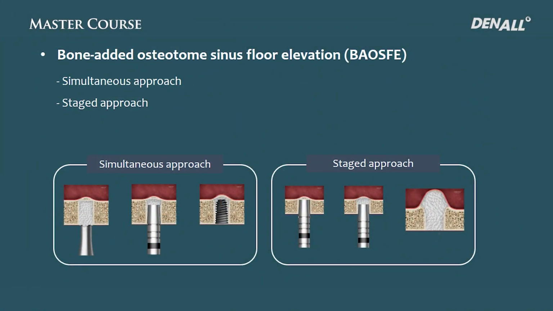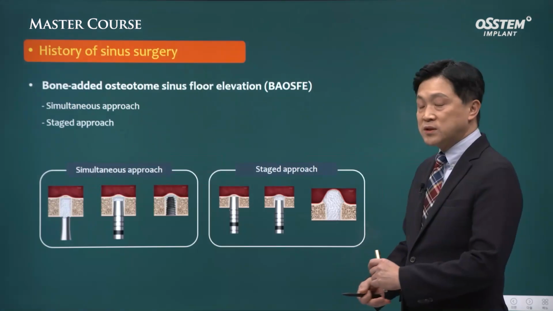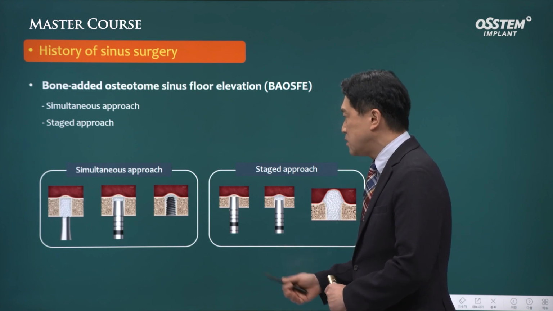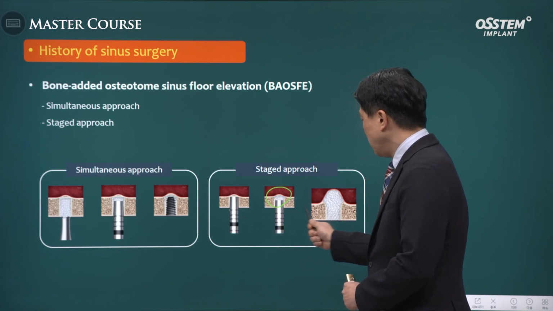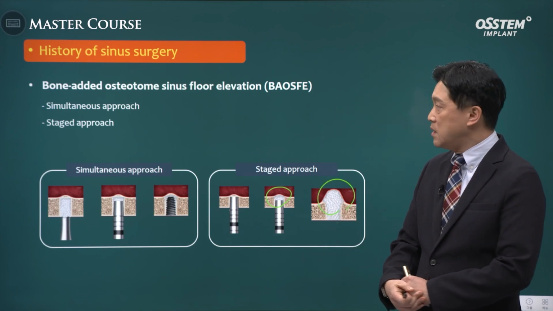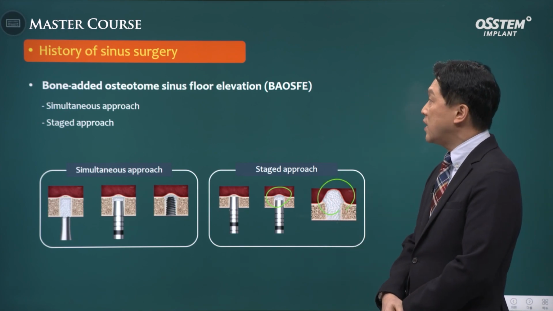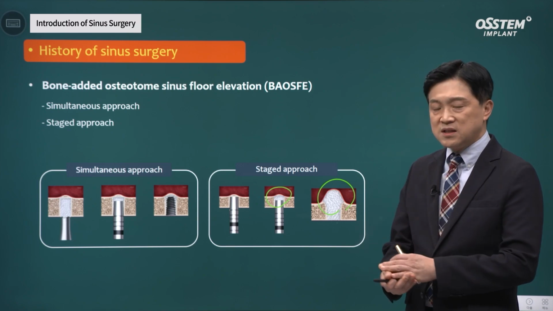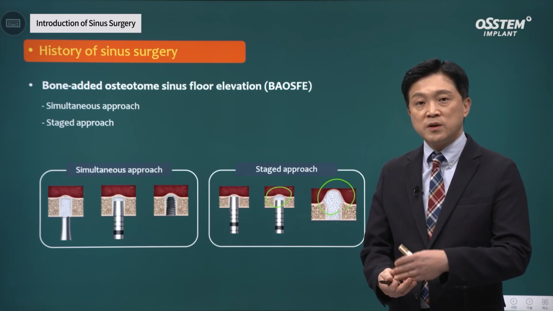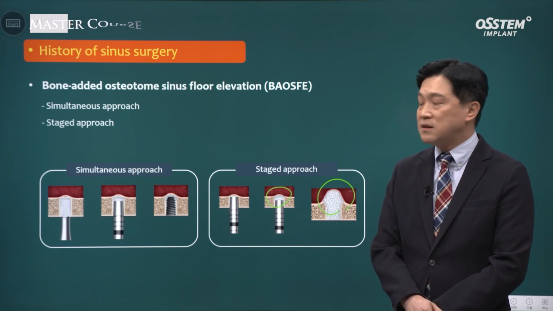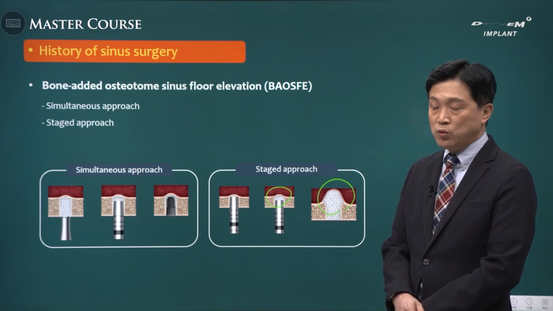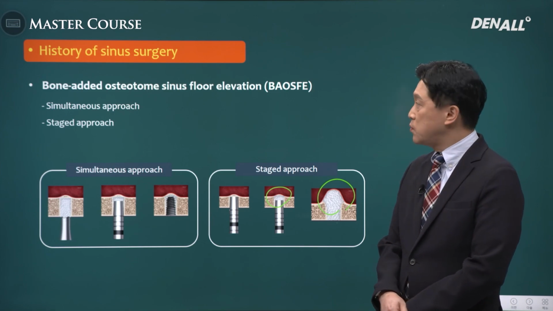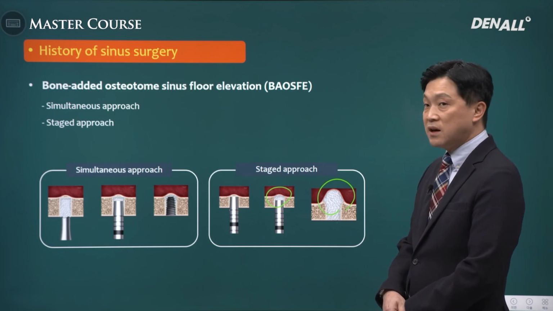Next, I'm going to talk about BAOSFE, bone-added osteotome sinus floor elevation. Summers osteotome is used to fracture sinus floor, and within the sinus, bone is added, sinus floor is elevated, and using this, bone regeneration is achieved. This can be done at the same time as implant placement. You can do a staged approach. You can do sinus floor elevation and generate bone, and then do implant placement. You can do two kinds of approaches with bone-added osteotome sinus floor elevation, or BAOSFE.